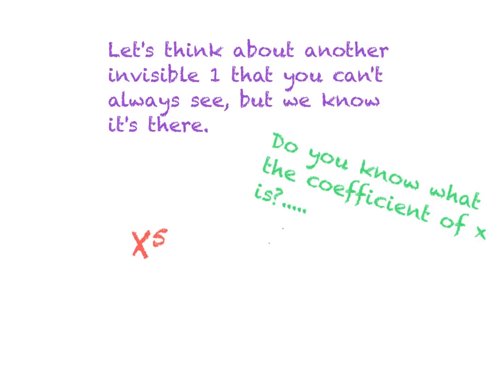So let's think about this invisible 1 as a coefficient. If there is no coefficient in front of your variable, then you can go ahead and put an invisible 1 in front of it. Okay? So the coefficient of x in this example would be 1.